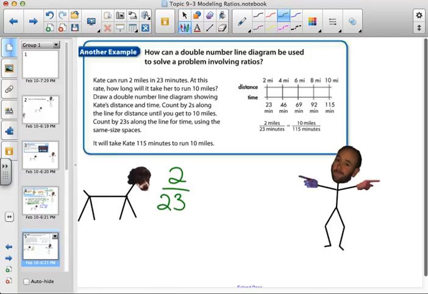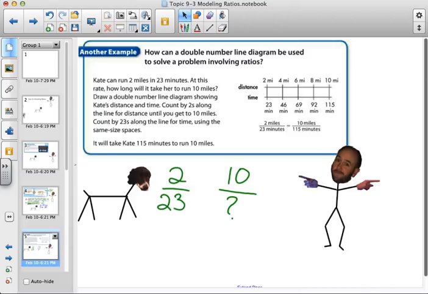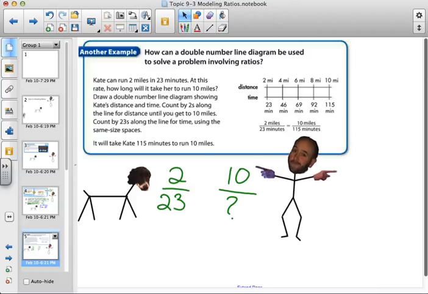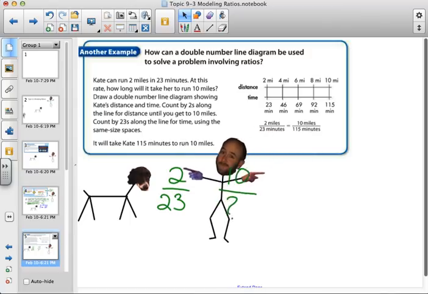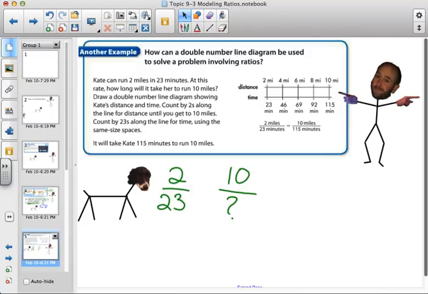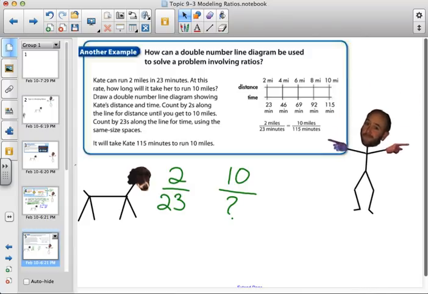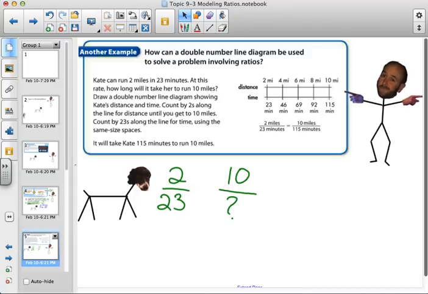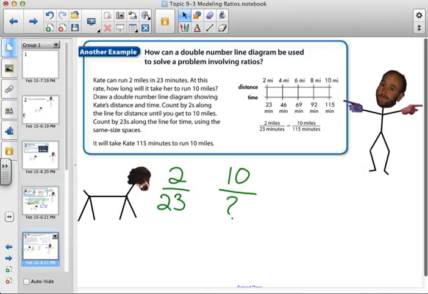Yep, we know that she wants to go a total distance of 10 miles. So the unknown is how many minutes it will take for her to go that 10 miles. Well, we can do it algorithmically, or we can create a double line diagram to explain it. Now let's look at the double line diagram.